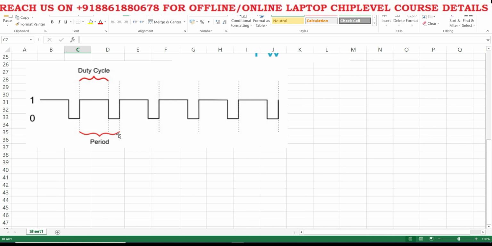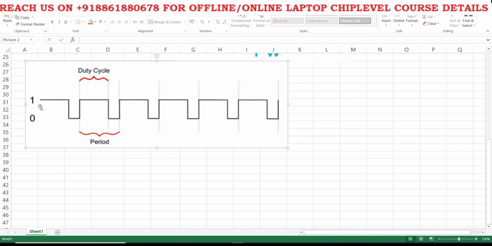For example, I am taking 1 minute as the period. In reality it takes nanoseconds or microseconds, but just for your understanding, I am taking it as a minute. Per minute, the duty cycle is the time period for which the high MOSFET is on. For example, completely it is a pure DC.